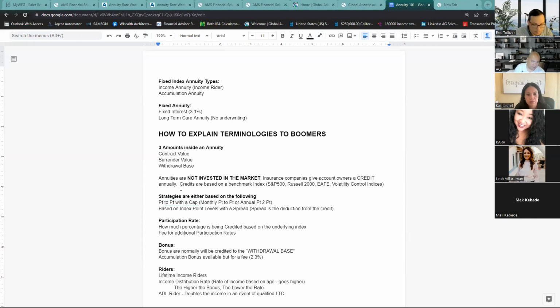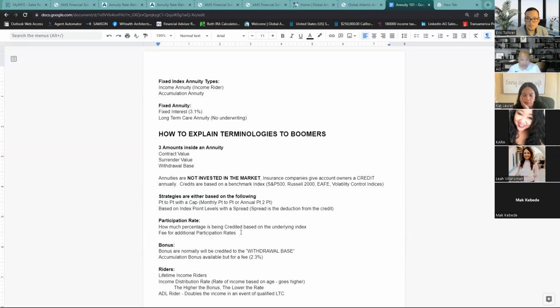Okay, so now we have those two. Those two are the basis, so it's either a cap or a spread. Okay, participation rate. Participation rate is how much percentage their money is. So that's now your decision, Kat, whether you want them to have a cap or a spread. Either you choose it for them or you explain it to them, right?